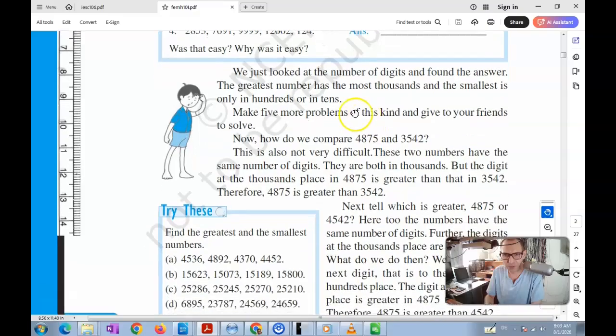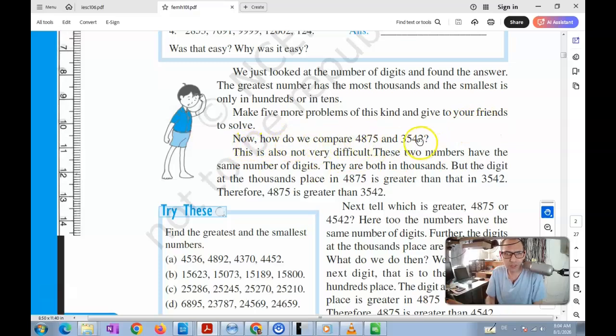So here we just looked at the number of digits and found the number. The greatest number has the most thousands, and the smallest is only in hundreds or in tens, basically. So make 5 more problems, so we don't have to do that right now.